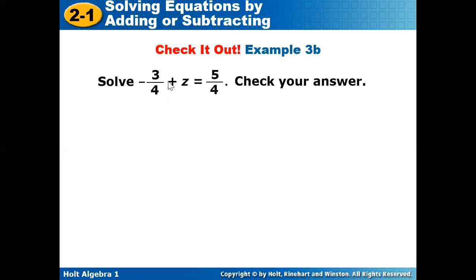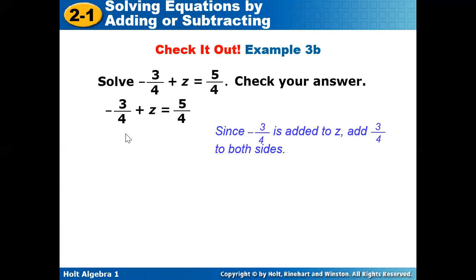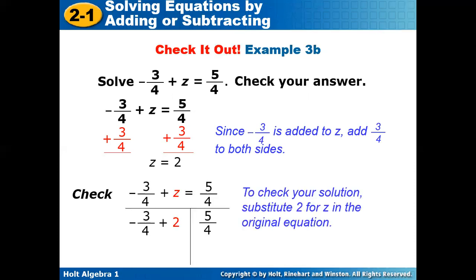And so you have a -3/4 adding to z. So you're going to do the opposite operation. This is a -3/4, so you're going to add 3/4. Once again, these cancel out. So it leaves you a z by itself. 5/4 plus 3/4 gives you 8/4, and 8/4 reduces to the whole number 2. Plug it in, check your answers.